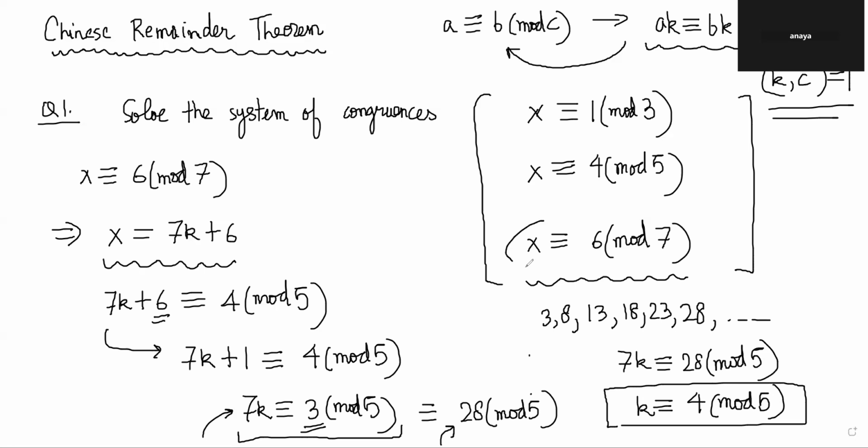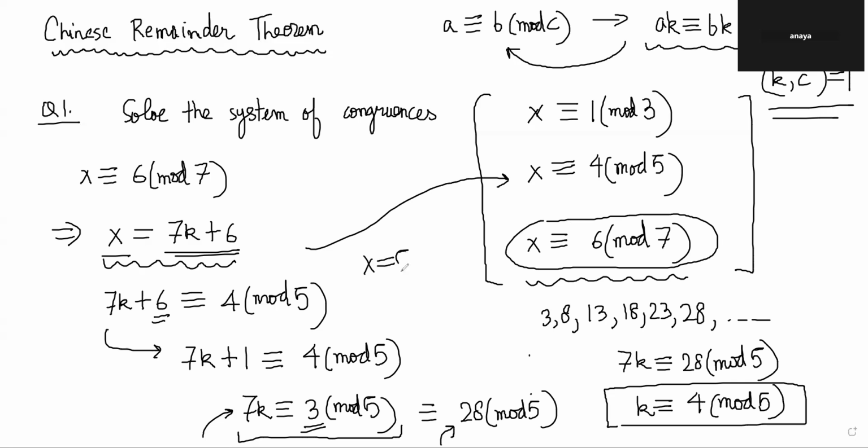Okay, so what have I done so far? I started with the highest modulus. From there, I got x is 7k plus 6. I put that in the second one. From there, I tried to solve for k in terms of mod 5. And I figured out that it is 4 mod 5, right? So therefore, x will be 5k plus 4 or 5j plus 4 if you want. And we'll put that in the last remaining modulus now, right?